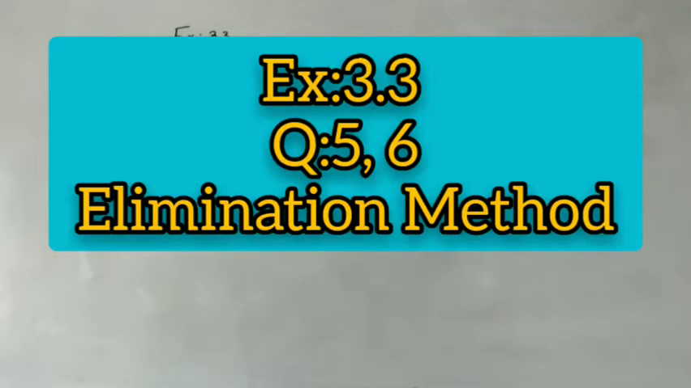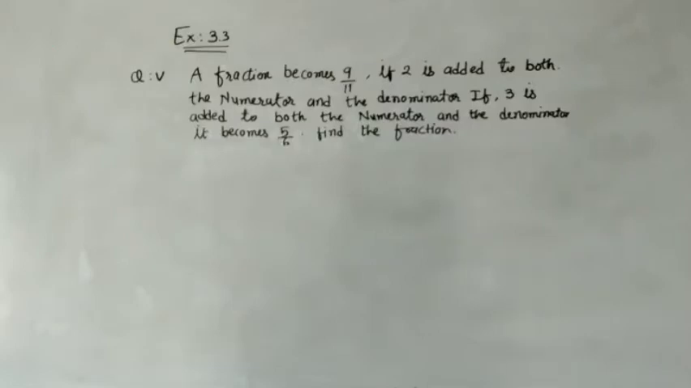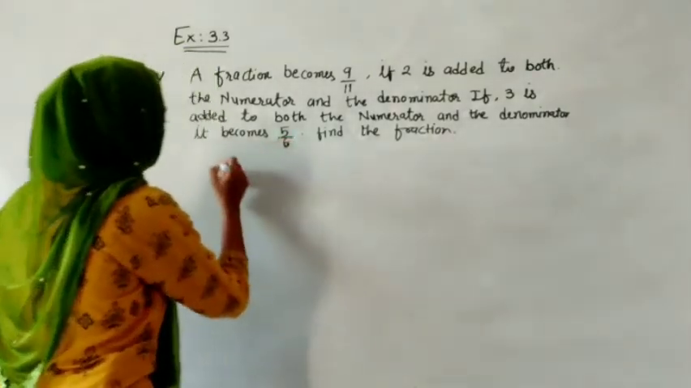Exercise 3.3, question number 5. A fraction becomes 9 by 11 if 2 is added to both the numerator and the denominator. If 3 is added to both the numerator and the denominator, it becomes 5 by 6. Find the fraction. So here we have to guess.